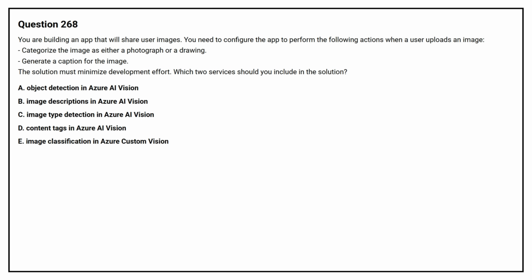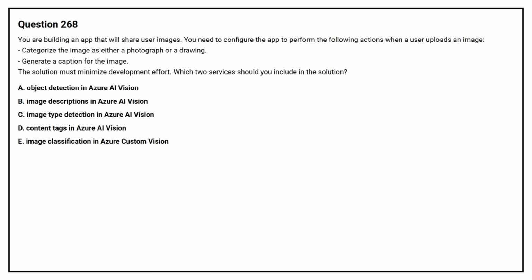Question number 268. You are building an app that will share user images. You need to configure the app to perform the following actions when a user uploads an image. Categorize the image as either a photograph or a drawing. Generate a caption for the image. The solution must minimize development effort. Which two services should you include in the solution?